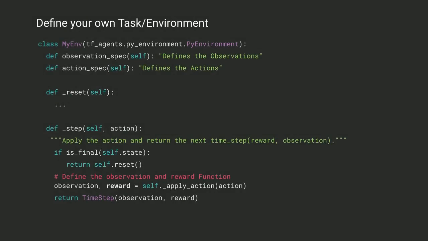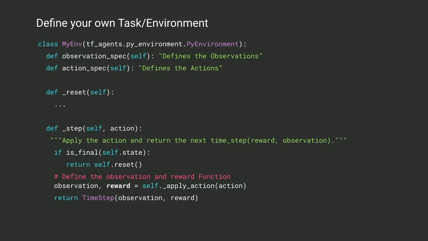For those of you who say, okay, those games are really good, the games look nice, but I have my own problem, what do I do? So let's go back to the beginning when we talked about how you can define your own environment. You can define your own task. This is the main piece that you need to follow. This is the API you need to follow to bring your task or your problem to TF Agents. You define the specifications of your observations, like what things can I see?